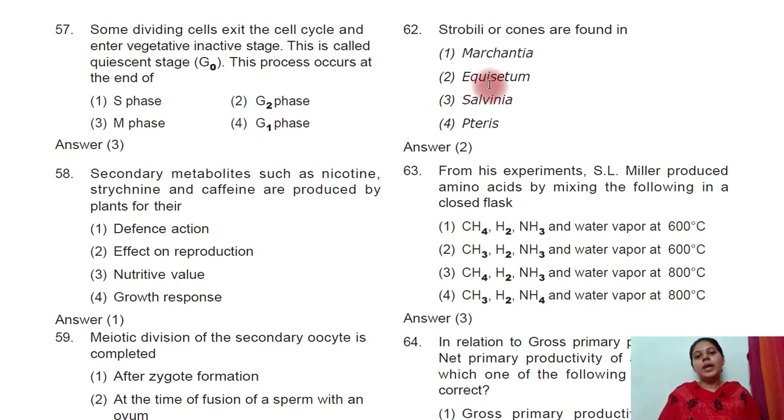Strobili or cones are found in, we know, Equisetum. So Equisetum is a living fossil, right? So only Strobili or cones are found in Equisetum. Equisetaceae family. So only this plant Equisetum is the living fossil.